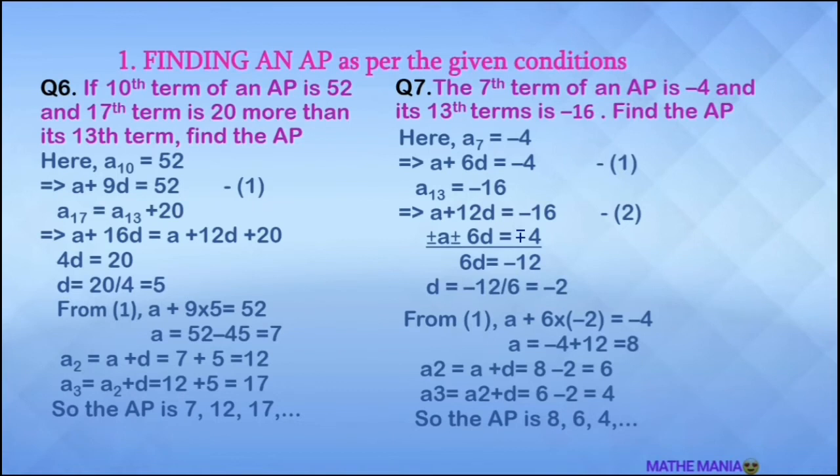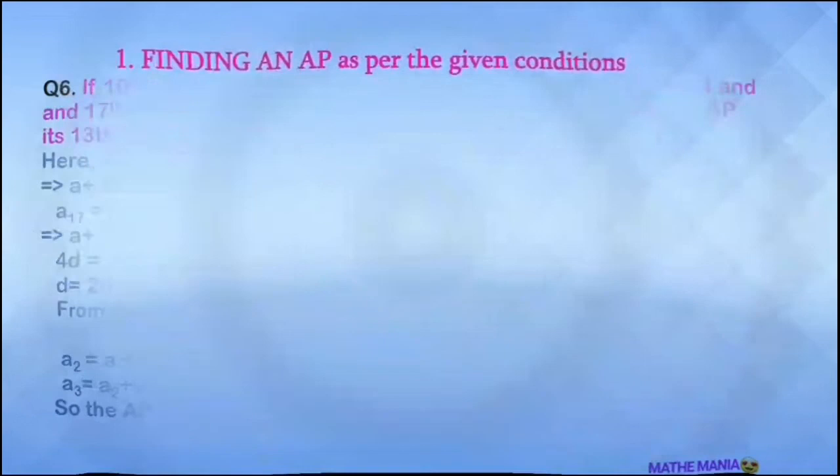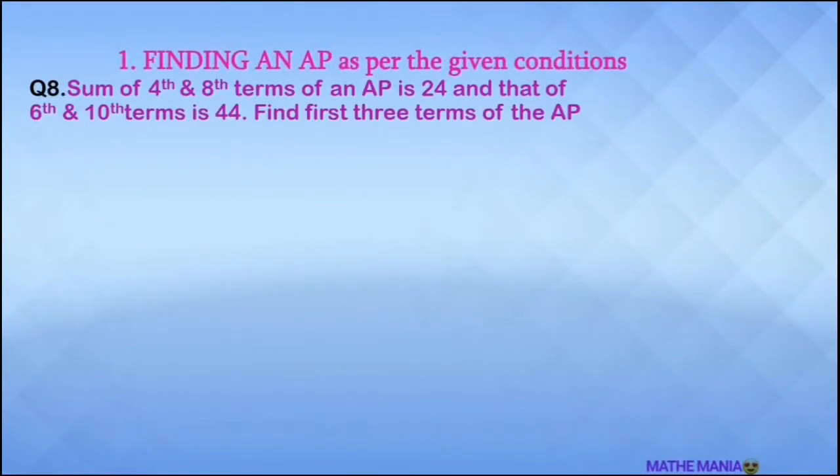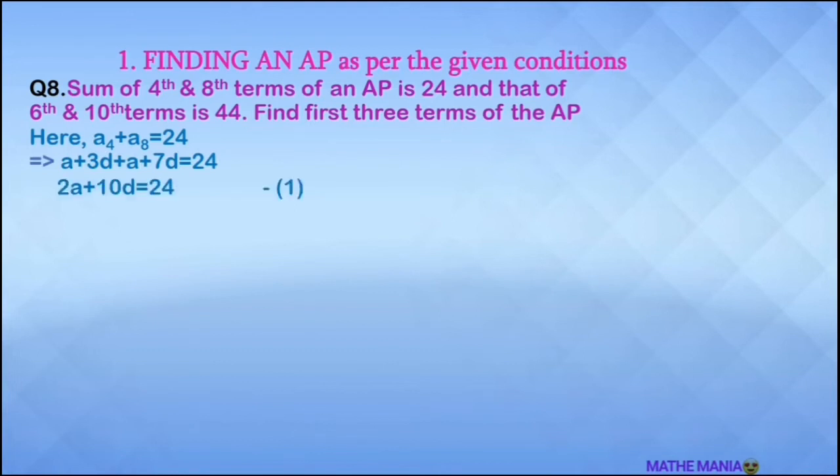We are just applying the formula An is equal to A plus n minus 1 D and making use of linear equations wherever we have two equations. The next question is a little different. We are given sum of 4th and 8th term here, and then sum of 6th and 10th terms. But nothing to worry, we will make the equations in the same way. So A4 plus A8 is equal to 24 means that A plus 3D plus A plus 7D is equal to 24. On simplifying, 2A plus 10D is equal to 24.